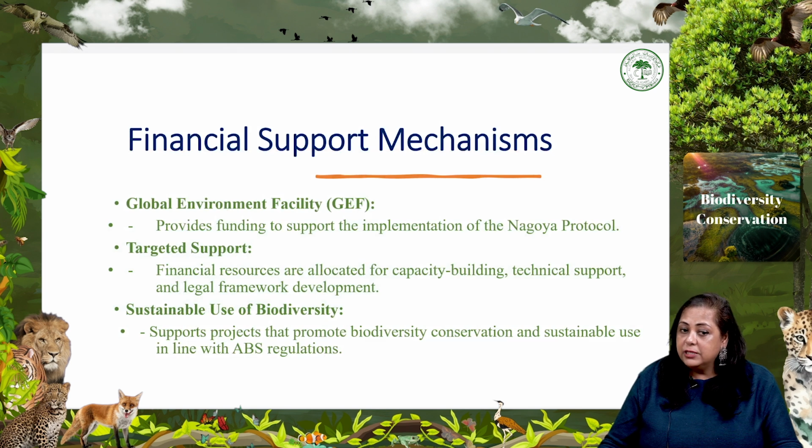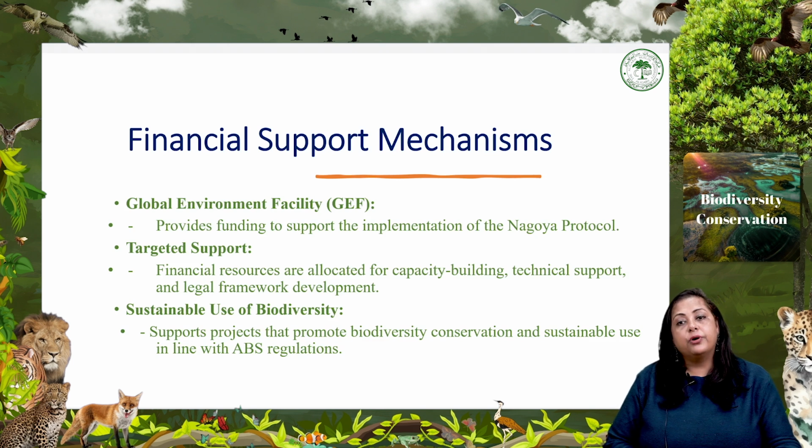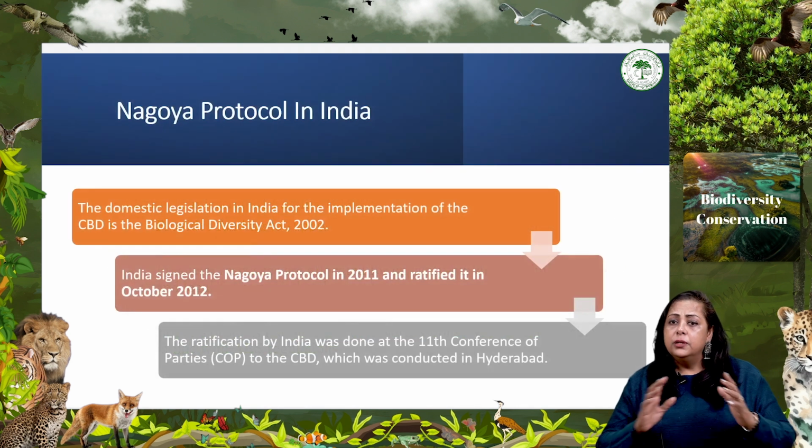And the financial support mechanism, which is very important. The Global Environmental Facility, GEF, provides funding to support the implementation of the Nagoya Protocol, and targeted support: financial resources are allocated for capacity building, technical support and legal framework development. Sustainable use: biodiversity support projects that promote biodiversity conservation and sustainable use in line with ABS regulation.